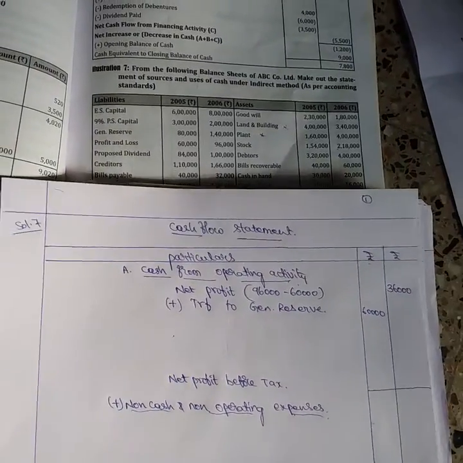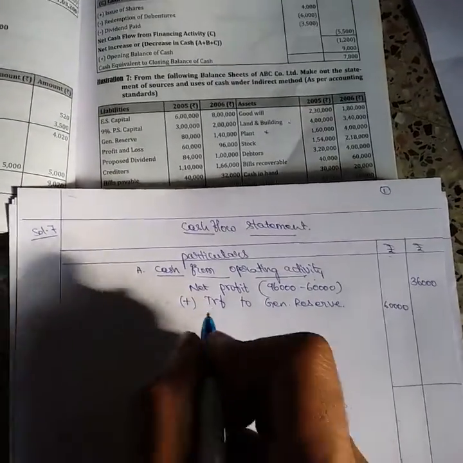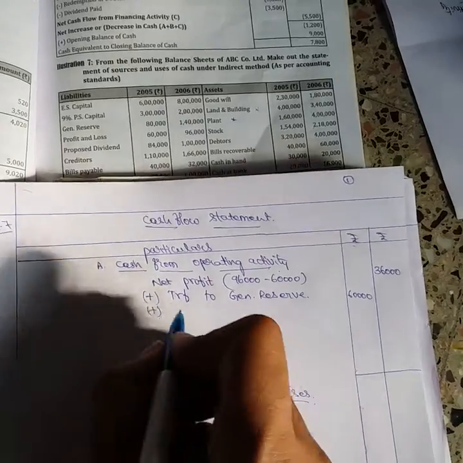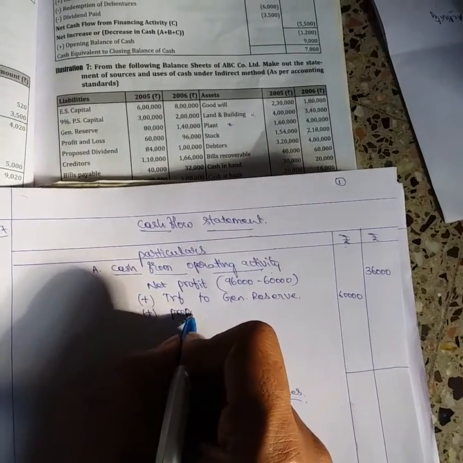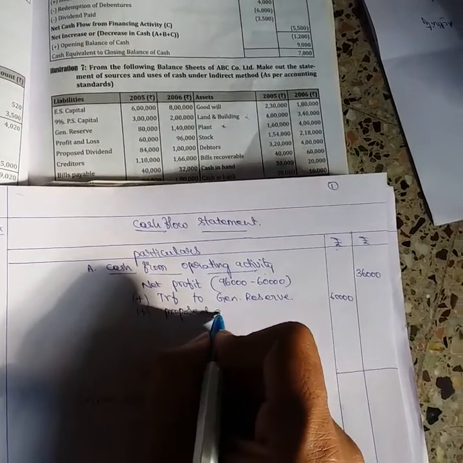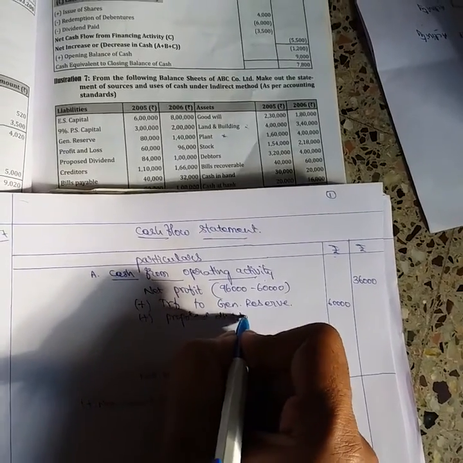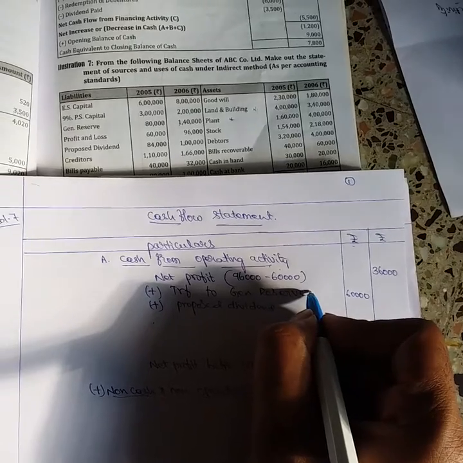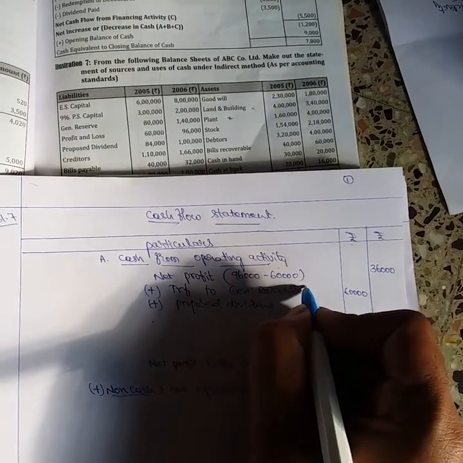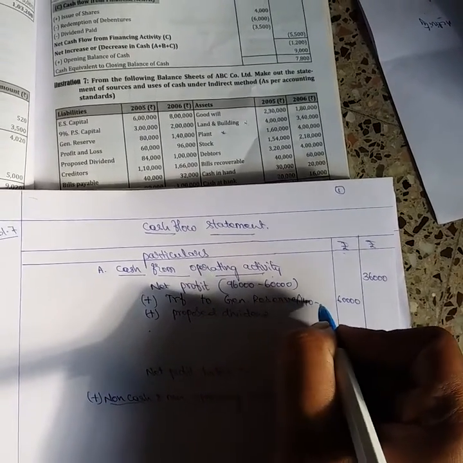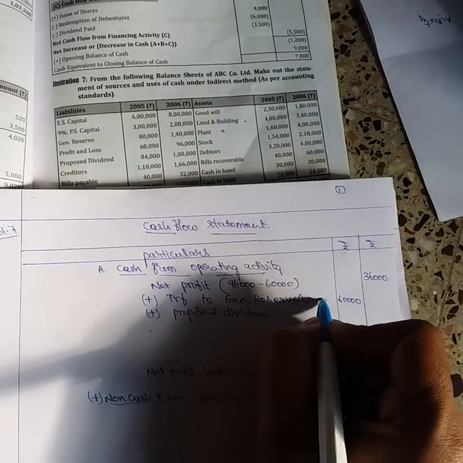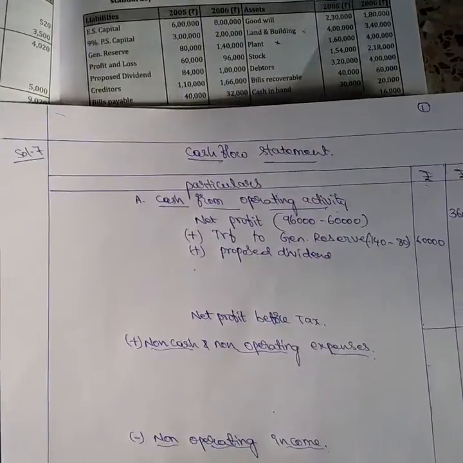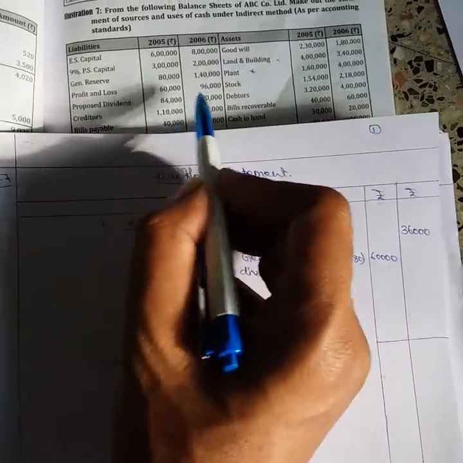Next, proposed dividend. Current year dividend should be added here. Add proposed dividend. This is 1,40,000 minus 80,000. So proposed dividend, current year dividend is 1 lakh rupees.